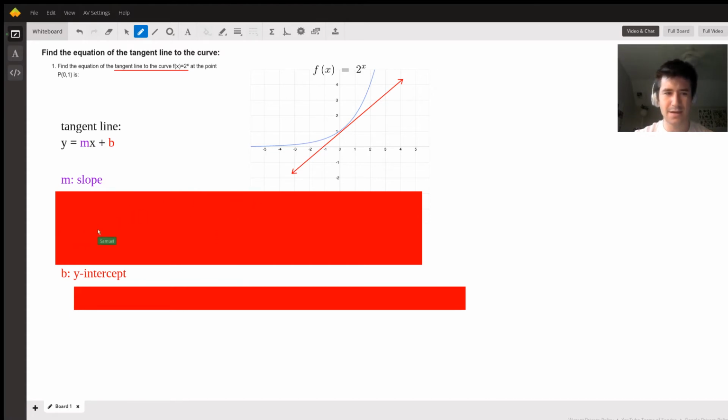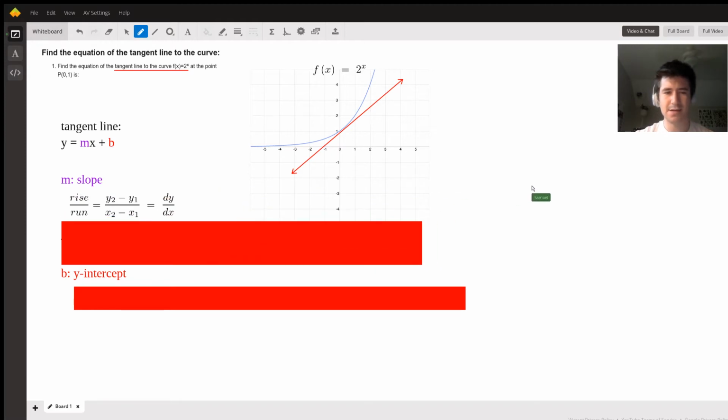Let's do it this way. We know that slope is defined as rise over run, or the change in y over the change in x. We typically write y2 minus y1 and x2 minus x1 in earlier levels of math, but when we get to calculus, we change it to dy over dx, where d implies a very infinitesimally small change that's basically approaching 0, because it has to do with the limit definition of a derivative.